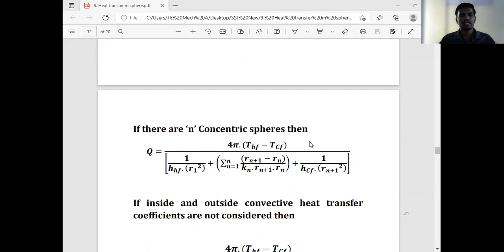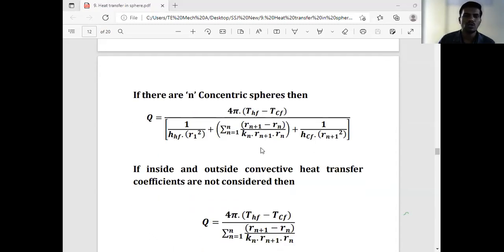Okay, then write down if there are n concentric spheres. We have considered two spheres so far. If there are n concentric spheres, then how do we write this equation? Write down that equation: Q is equal to 4 pi into (THF minus TCF). The denominator will be the same: 1 upon HHF into R1 square.